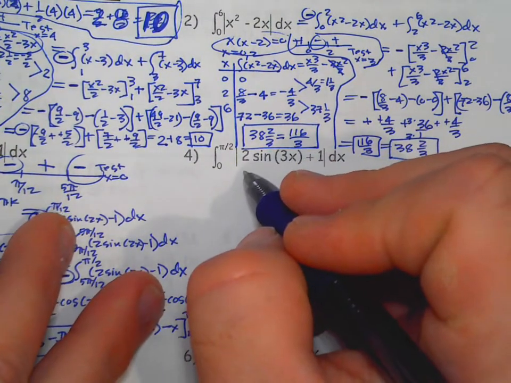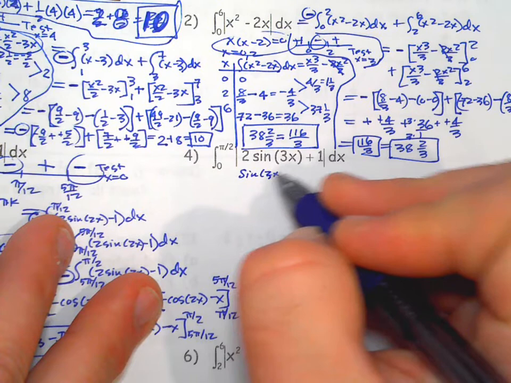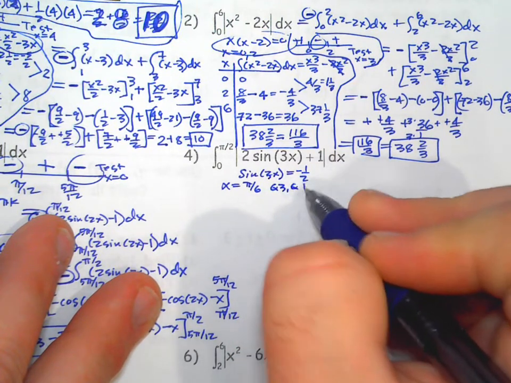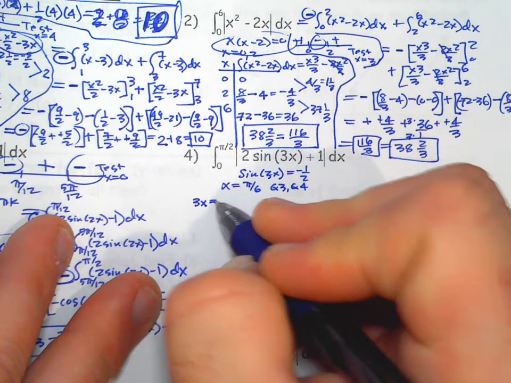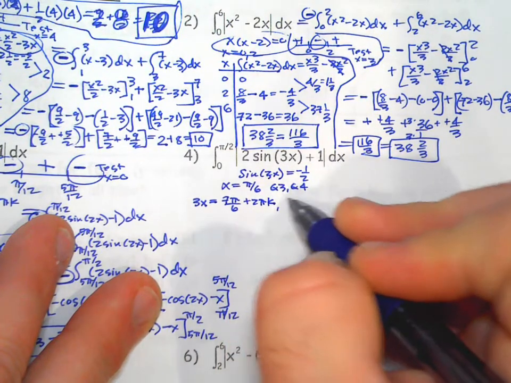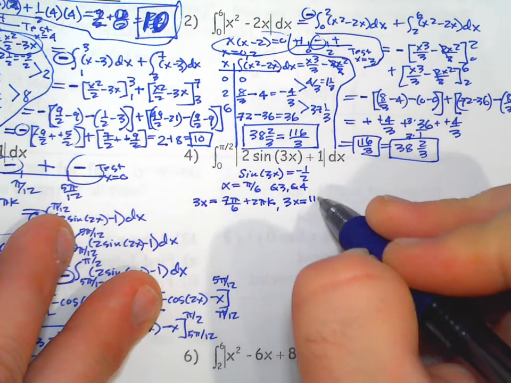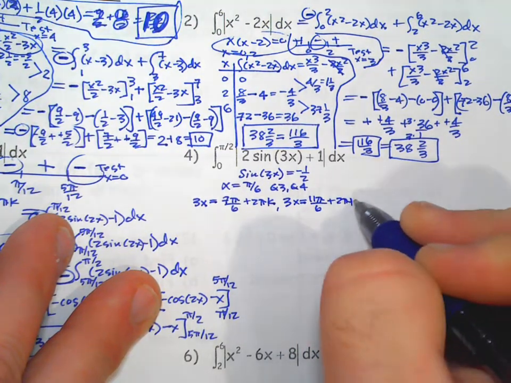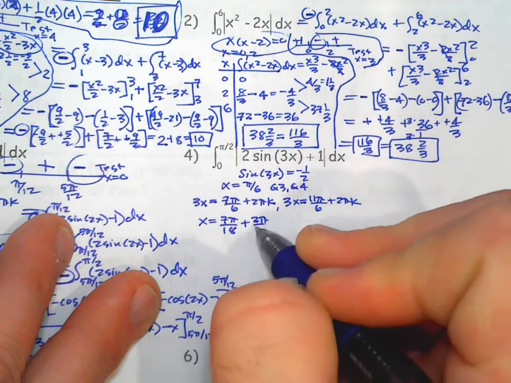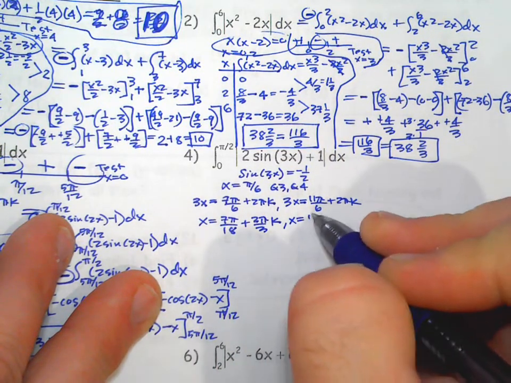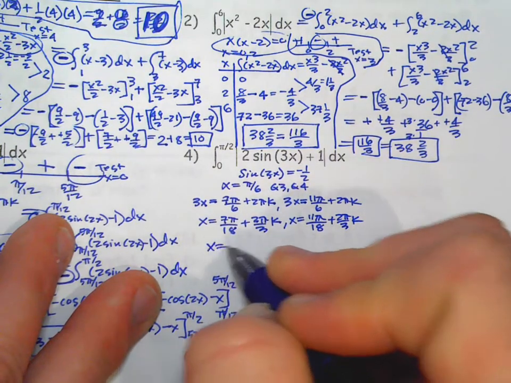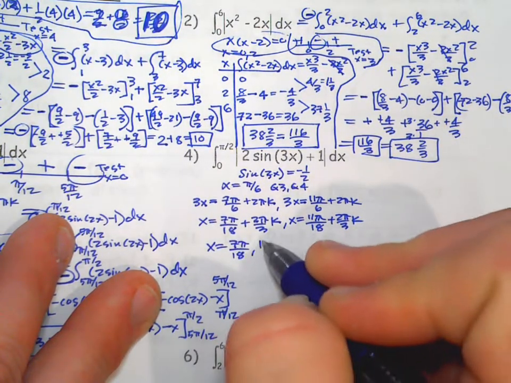Next one, similar thing. Set equals 0. Find the zeros. Alpha equals pi over 6. Quadrants 3 and 4. It's negative. 3x equals quadrant 3, be 7 pi over 6 plus 2 pi k. 3x equals quadrant 4, be 11 pi over 6 plus 2 pi k. X is going to equal 7 pi over 18 plus 2 pi over 3 k. X is going to equal 11 pi over 18 plus 2 pi over 3 k. So it's going to be 7 pi over 18, 11 pi over 18.